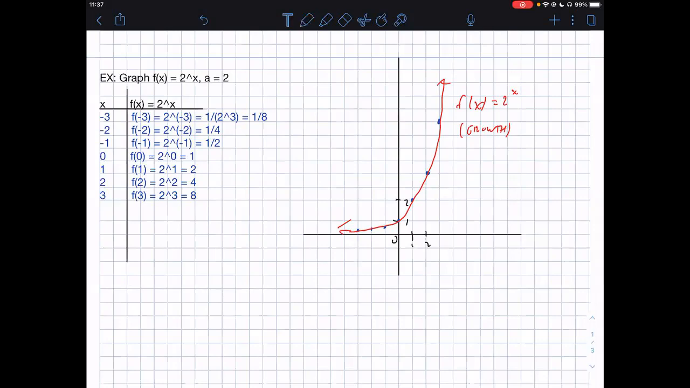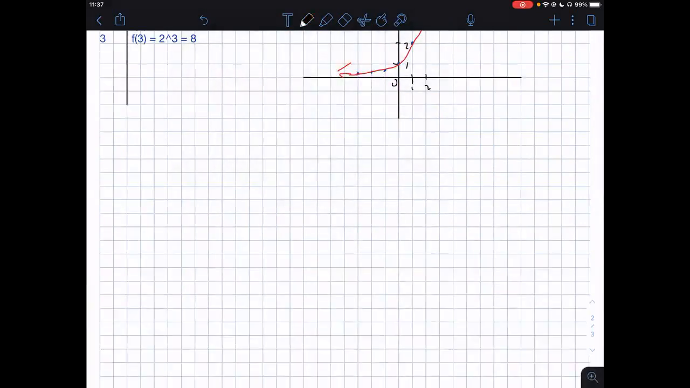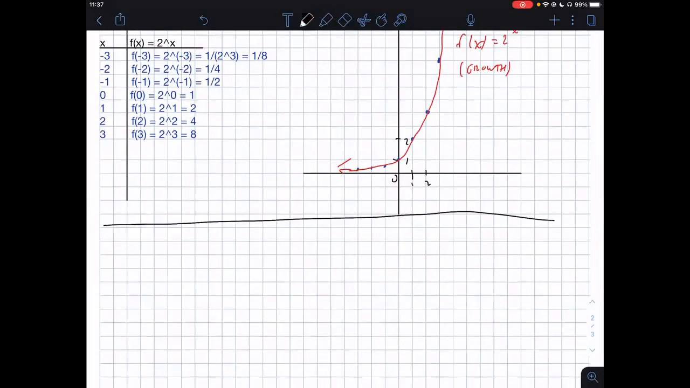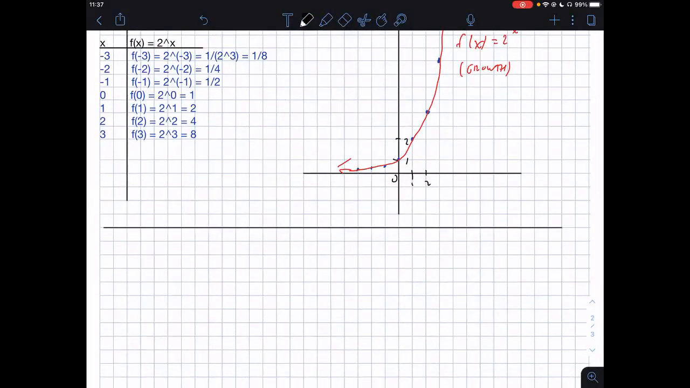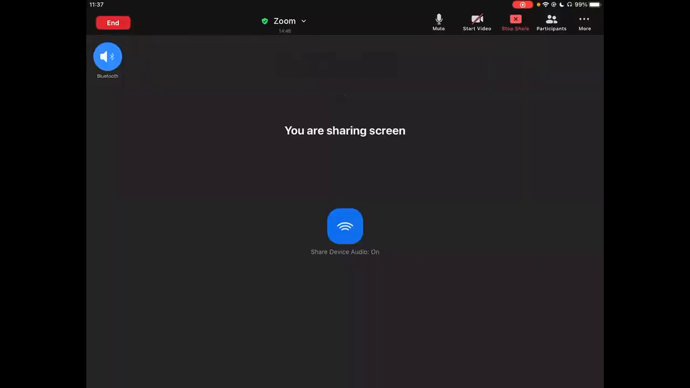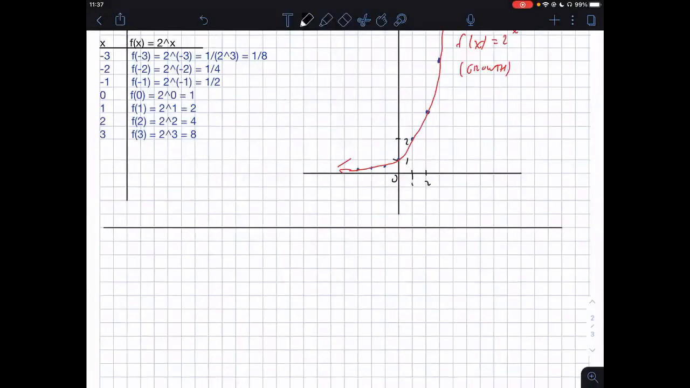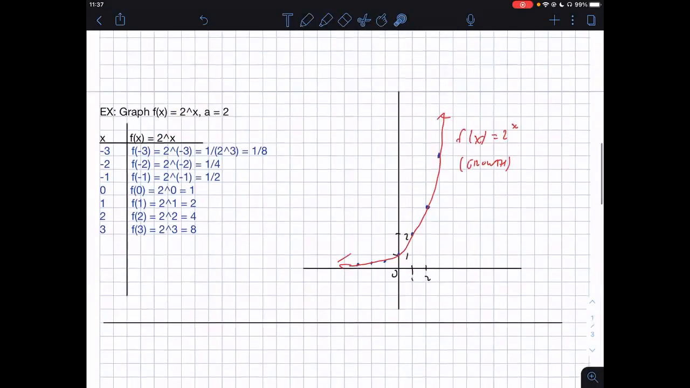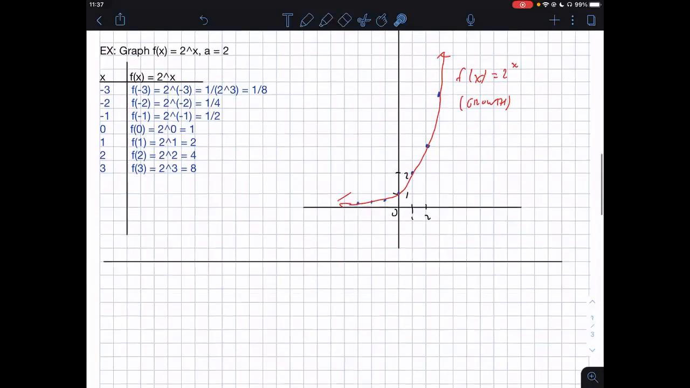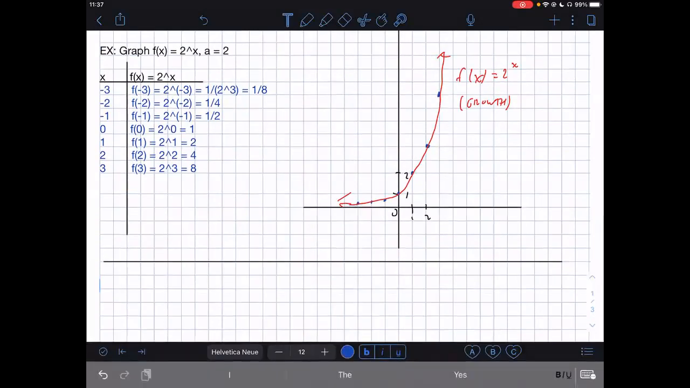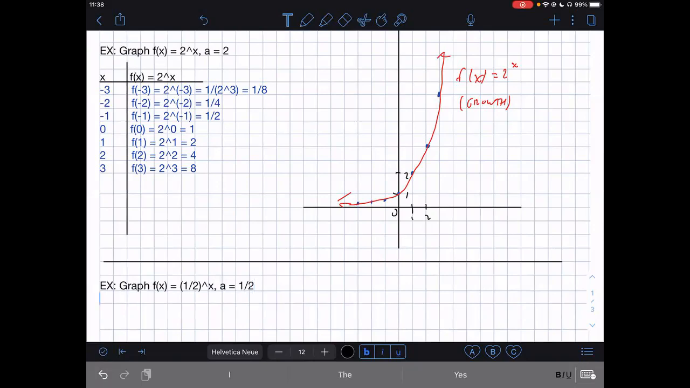Whereas in the second example that we had above, when the base value is between 0 and 1, a decimal number, that's going to give us almost the opposite of what we see in this graph here. So for the second example, let us graph f of x, where f of x is 1/2 to the x power. So here our base is 1/2. All right, so this should give us a decaying function.